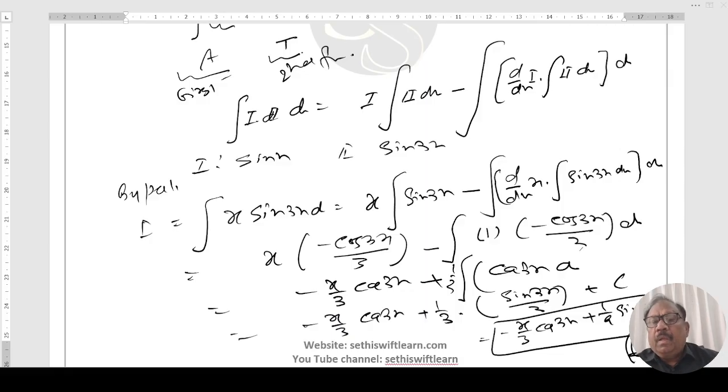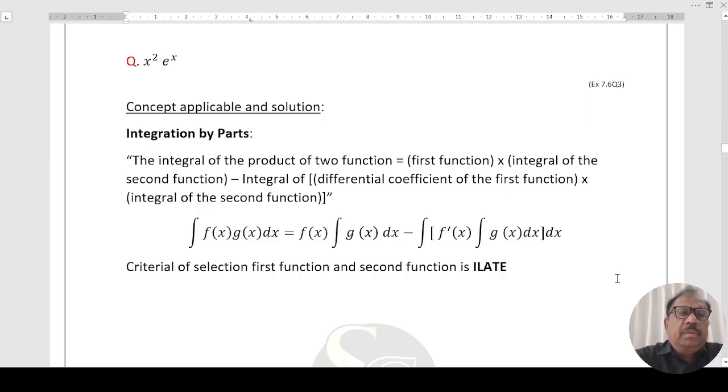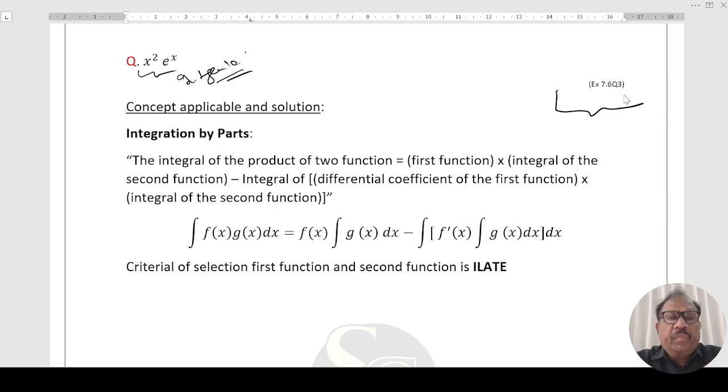Next question. Question is integrate x square into e to the power x. Concept applicable and solution. This question has been taken from Exercise 7.6 NCERT. Topic is integration by parts. In integration by parts, the formula for the integral of a product of two functions is applicable: first function into integration of second function, minus the integration of differentiation of first function into integration of second function, the whole integration.